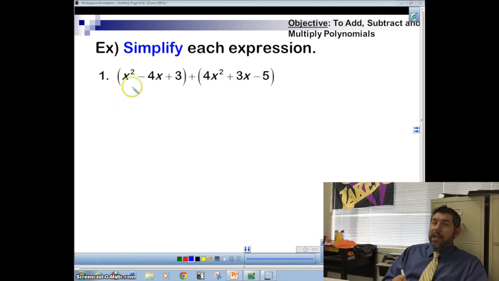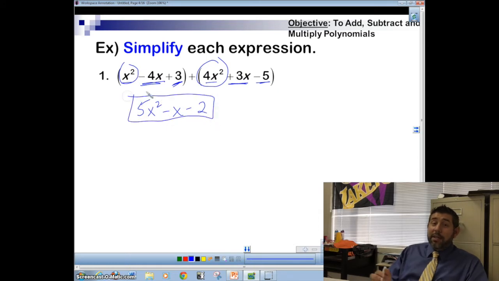All right, so these are like terms right here, this one and this guy. Those guys are like terms. Because they got x squared, we're just going to add them together. 4x squared plus 1x squared is 5x squared. Yes, it is that simple. Negative 4x plus 3x. Negative 4 plus 3 is negative 1. Yes, that's simple. 3 minus 5, negative 2.